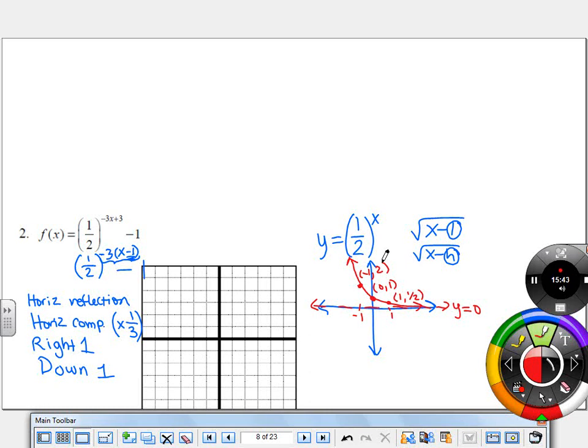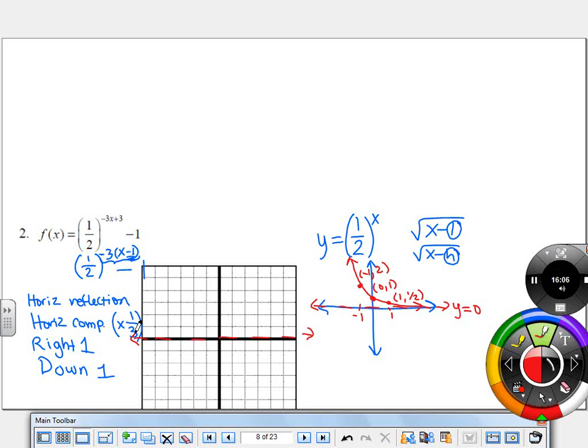So there's 3 points that we have for reference. So that's kind of our starting position. Then we're going to go through and do all of this stuff. So the first thing we're going to do is our horizontal reflection. Remember, do your reflections before you do your shifts and stuff like that. So our asymptote is not going to change with our reflection. Okay?